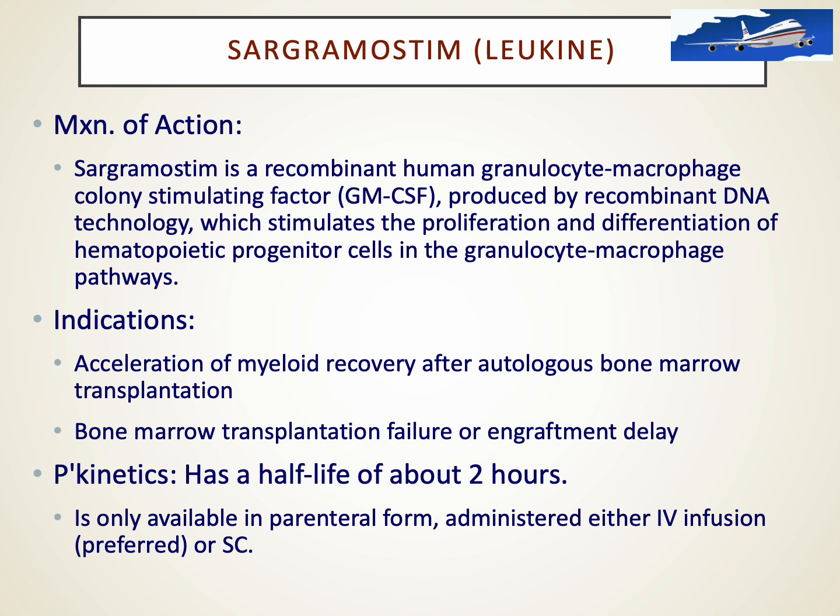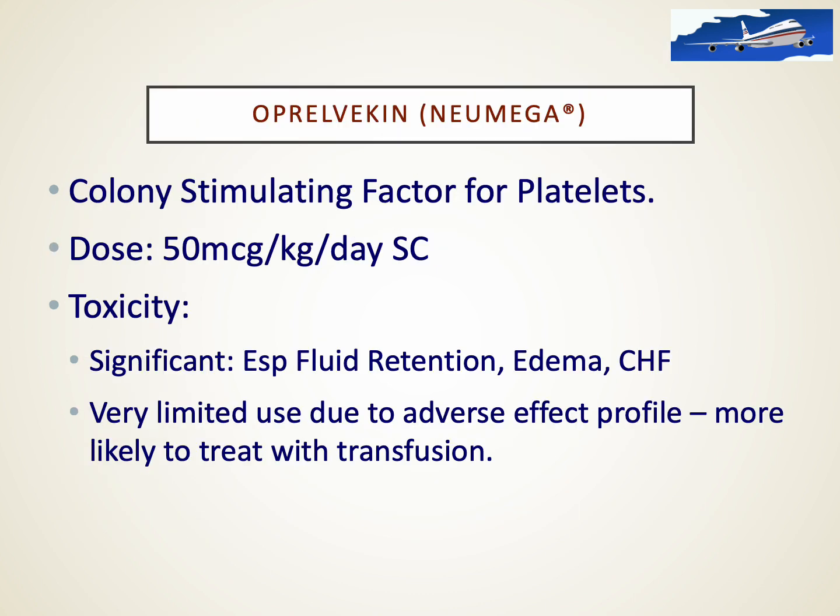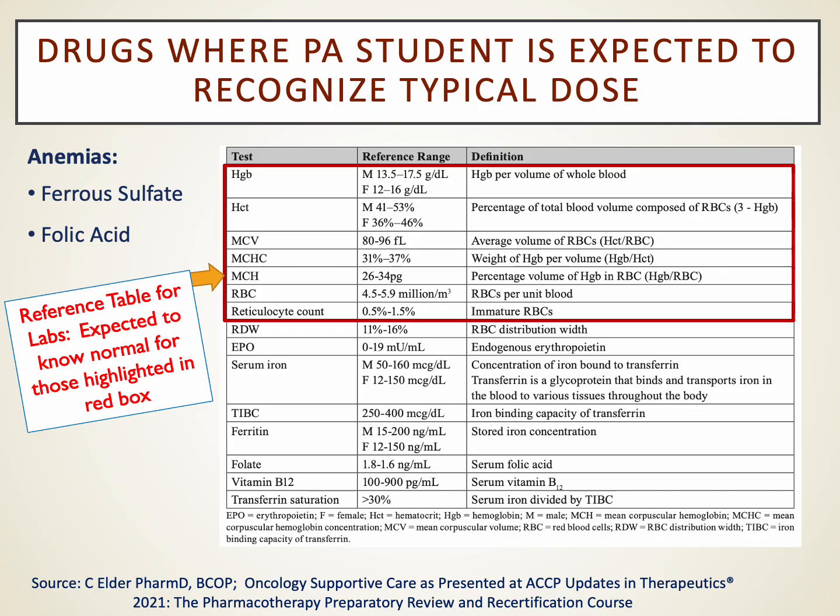And then Leukine is a GM-CSF, granulocyte macrophage colony-stimulating factor, that could also be used after certain chemo, but in practice we don't see this used much at all. And finally, there is a colony-stimulating factor that improves platelets, but unfortunately, because of the significant fluid retention and heart failure associated with it, it has had a very limited use, and so most folks instead would do platelet transfusions. And the drugs for which we expect you to know doses are listed here.